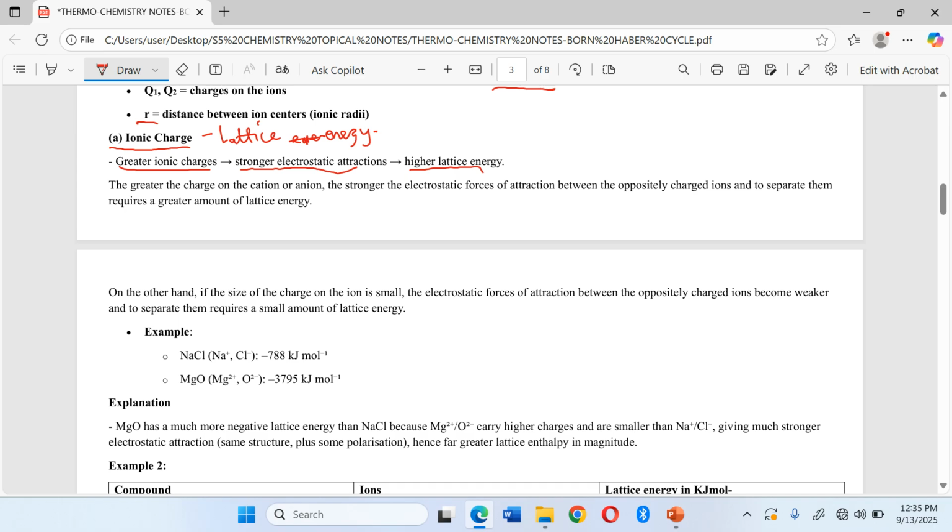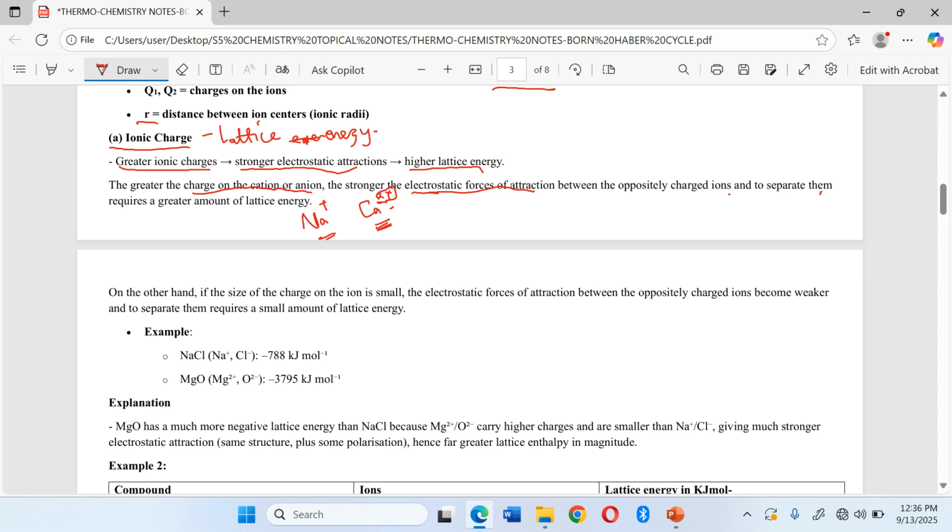How? Let's explain that. We are saying that the greater the charge on the cation or on the anion, the stronger the electrostatic forces of attraction between oppositely charged ions. Thus, it requires a greater amount of energy to separate them. In simple terms, if we have calcium, which is 2+, and sodium, which is +1, calcium has a higher charge compared to sodium. So if it is higher, there is a stronger electrostatic force of attraction.